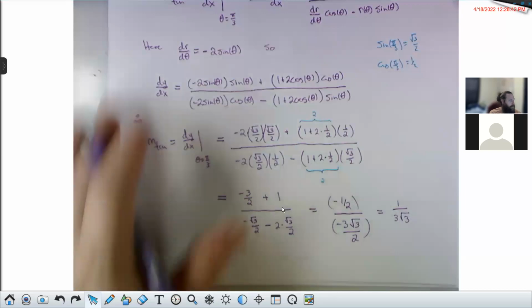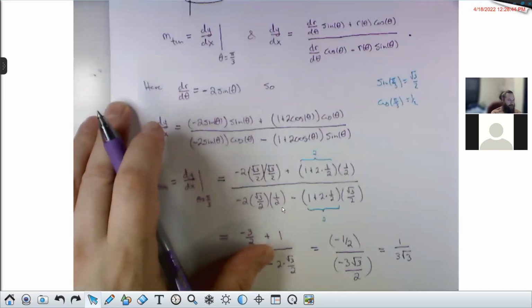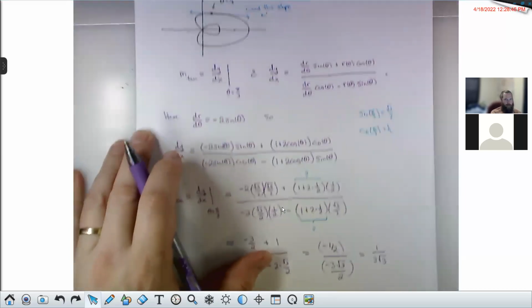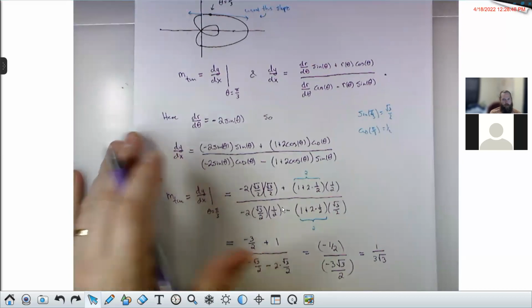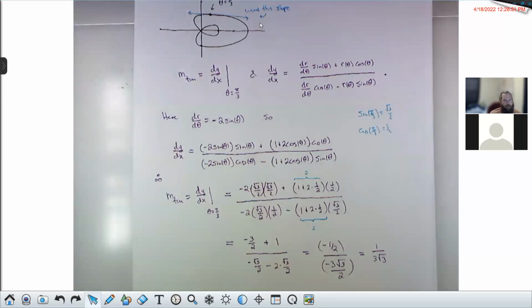That's it. So this blue line up here, it looked like it might have had a slope of 0, a horizontal slope, but not quite, right? It's a very, very small positive slope.